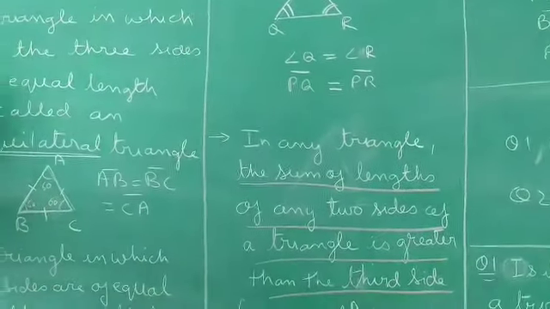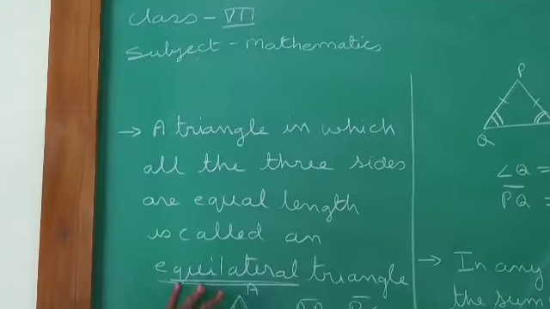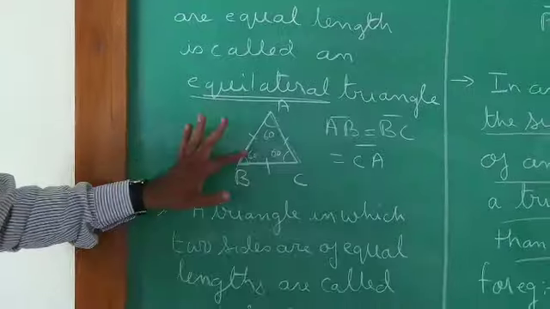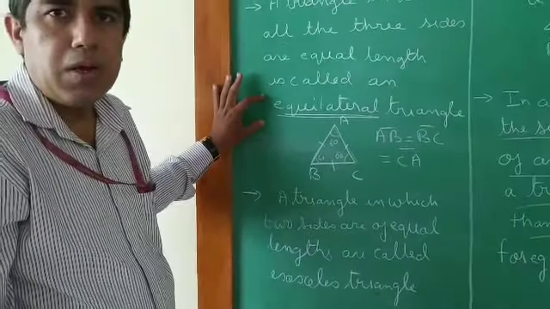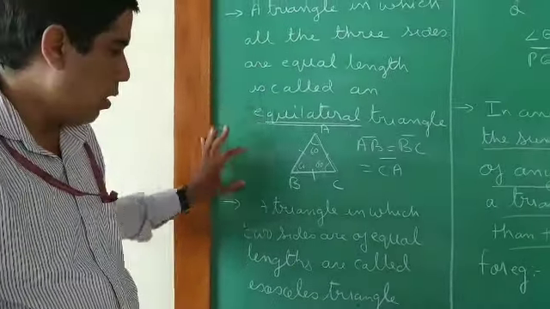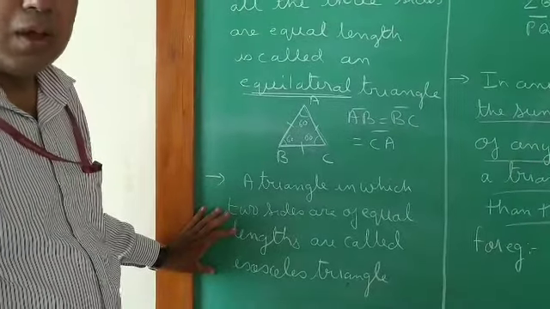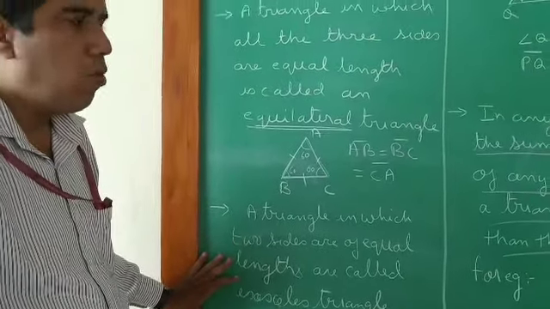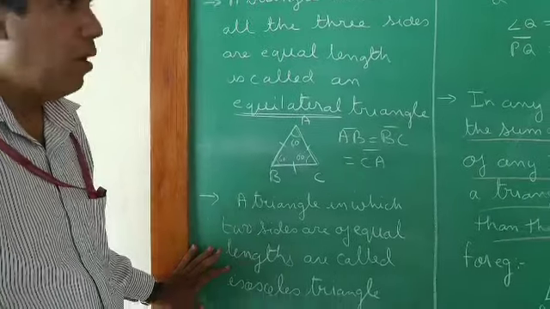Let me repeat once again. Here three sides are equal, so three angles will be equal, and it is called an equilateral triangle. And here two sides are equal, so two angles will be equal. It is called an isosceles triangle.